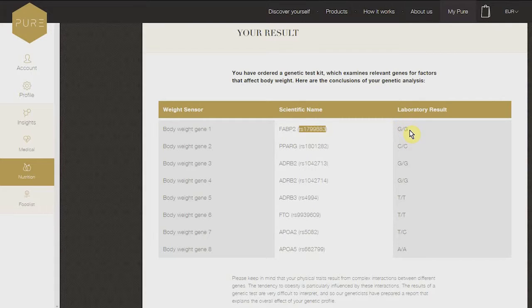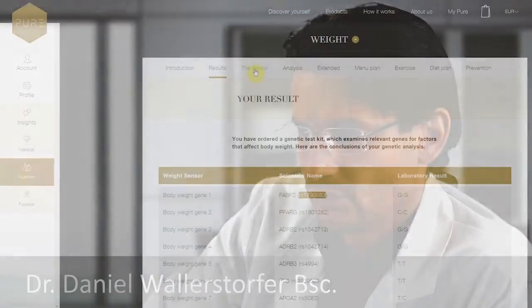GG means there are 2 copies of this gene in this person, and at the point where there is a genetic variation, there's a G on both sides, and those might be different for different people. Depending on what genetic letters we found at these positions, we can estimate how the body is likely to react to certain lifestyle changes.